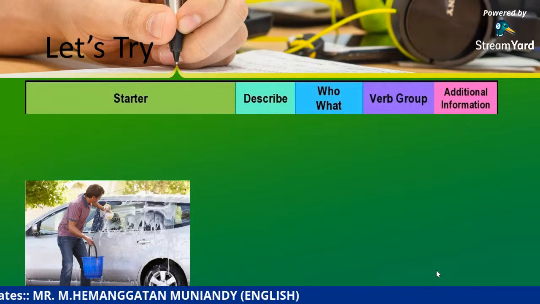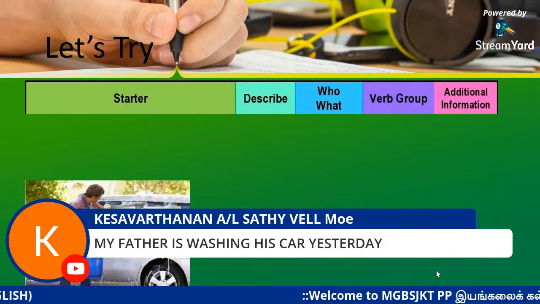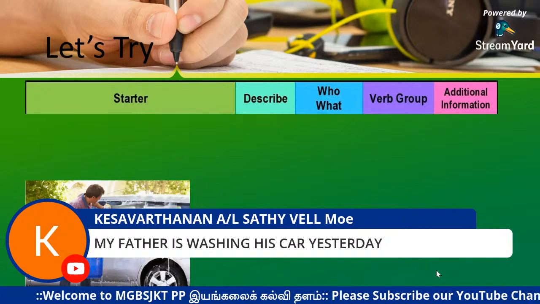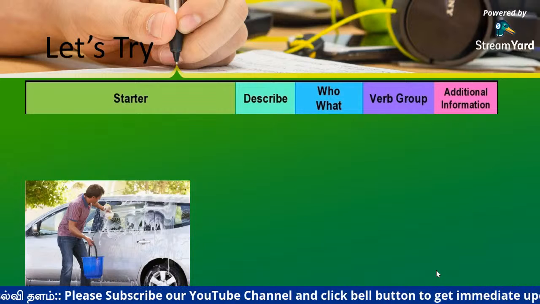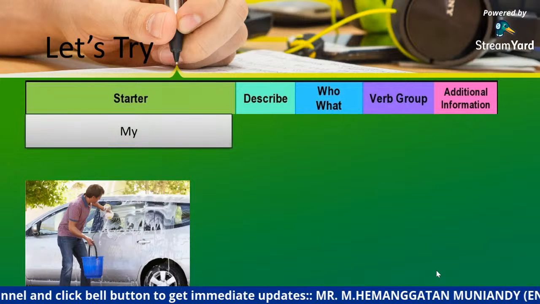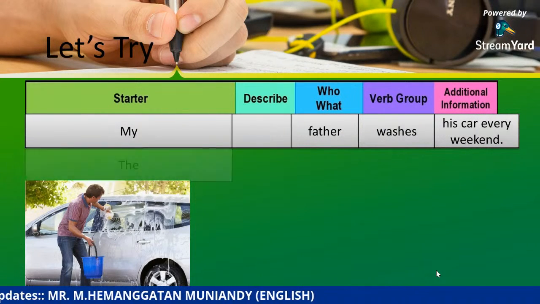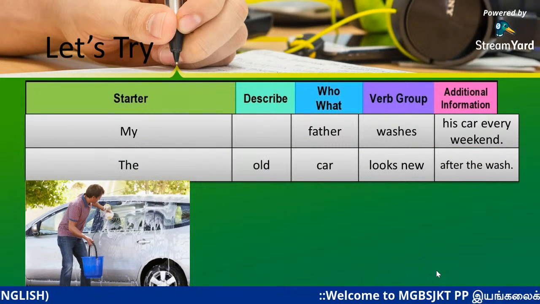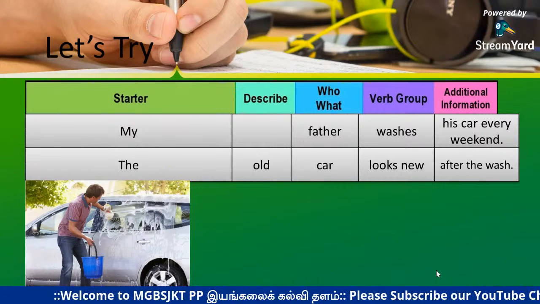And the last one, I'd like to see the last one. Anyone else? Kesavatanan: My father is washing his car yesterday. Is washing his car yesterday is wrong. Kesavatanan was washing his car yesterday. All right, let's look at the sample sentence here. My father washes his car every weekend. Or you can simply say, the car looks new after the wash. The old car looks new after the wash. Look at how you can use this framework.